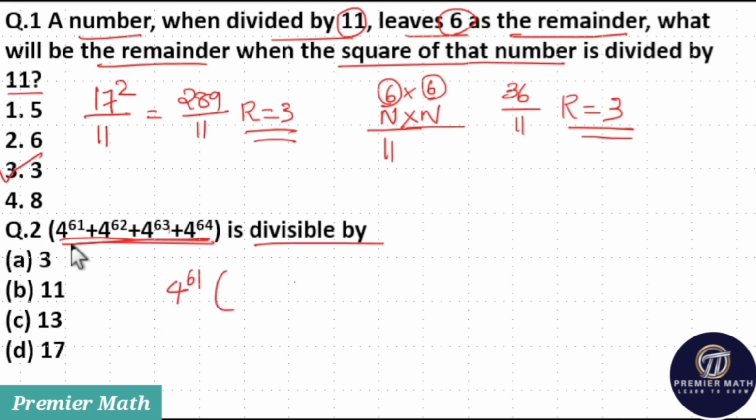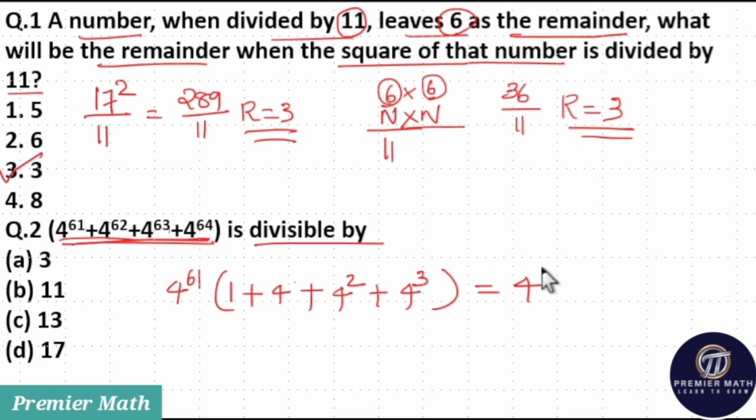So take it outside. The first term will become 4 raised to 1, and 61 plus 1 is 62. The second term will become 4 raised to 2, 61 plus 2 is 63. The third term will become 4 square, and 61 plus 3 is 64. So the fourth term will become 4 cube. That is 4 raised to 61 into 4 cube, which is equal to 4 raised to 64.